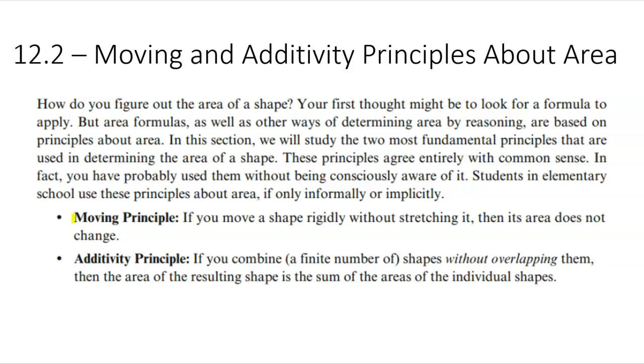So the first one is the moving principle: if you move a shape without stretching it, then the area doesn't change. So we're allowed to move shapes as we try to figure out the area. The next is the additivity principle, and that's if you combine shapes without overlapping, then the area of the resulting shape is the sum of the areas of the shapes. So that means we can move things around and combine.